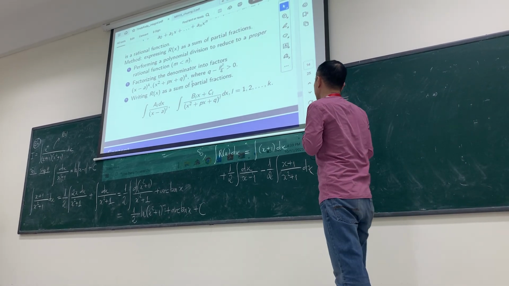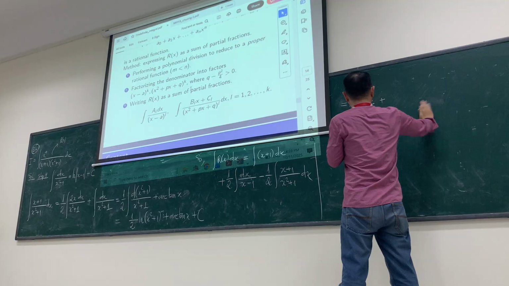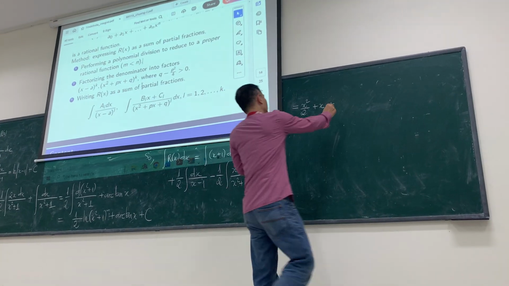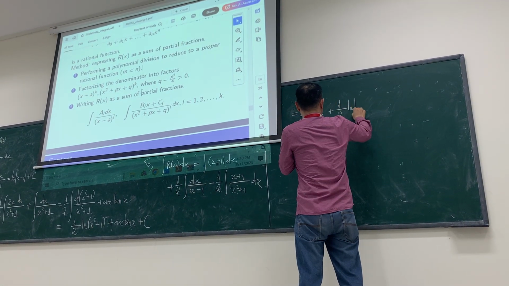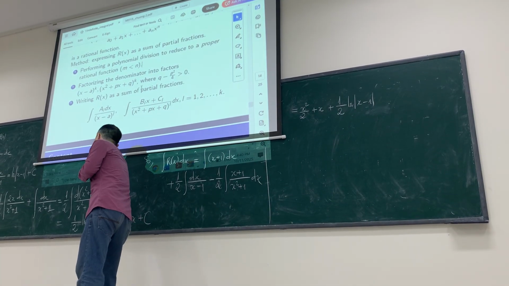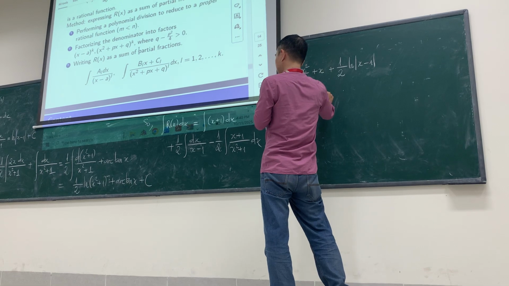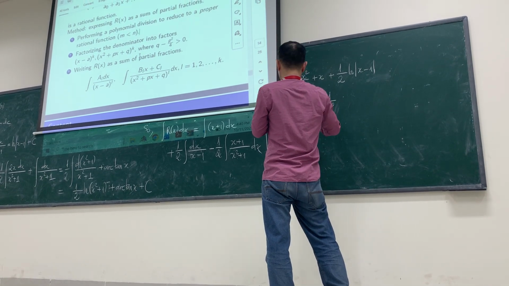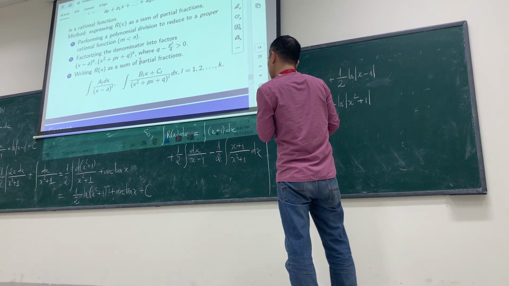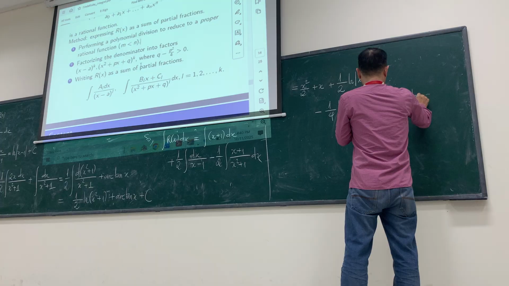It is equal to x squared over 2 plus x, plus 1 over 2 natural logarithm of the absolute value of x minus 1, minus 1 over 4 natural logarithm of (x squared plus 1), minus 1 over 2 arctangent x, plus c.